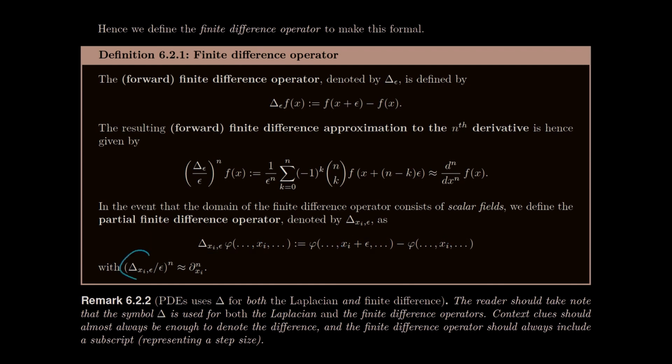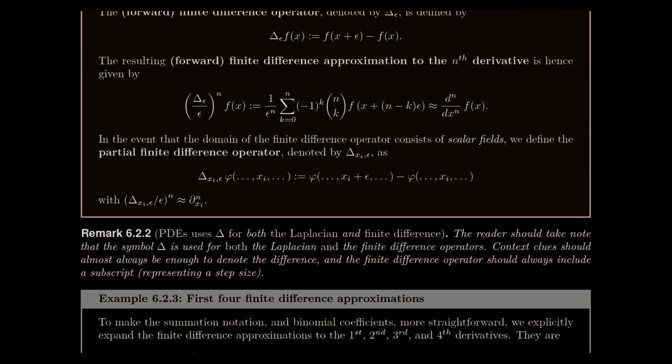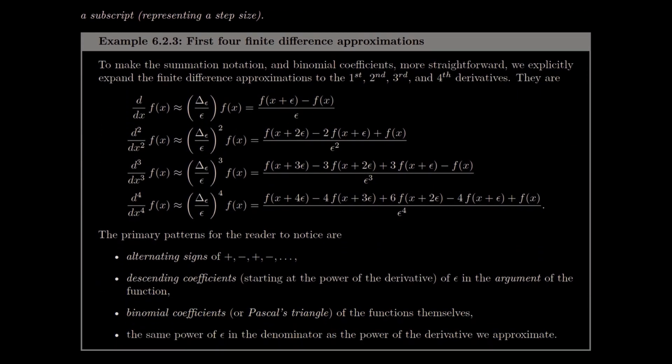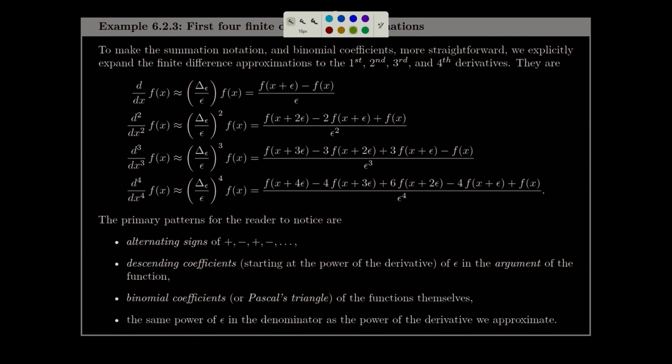So you can think about this ratio, delta sub x_i epsilon over epsilon to the nth power, as approximately the nth partial derivative in the x_i direction. So that's our finite difference operator and approximations to the derivatives. And here are examples in low powers, working in powers 1, 2, 3, and 4. You actually just memorize what these look like. You don't really use that summation.